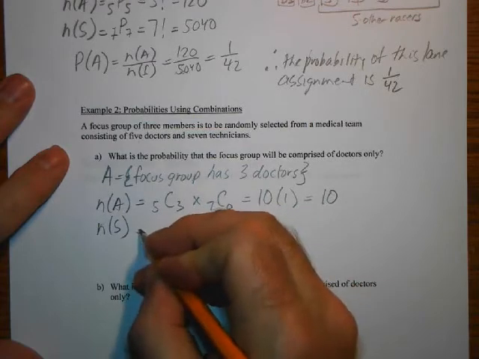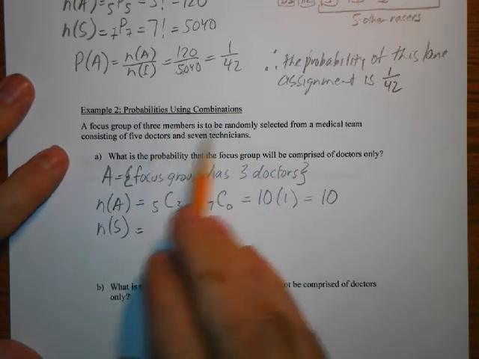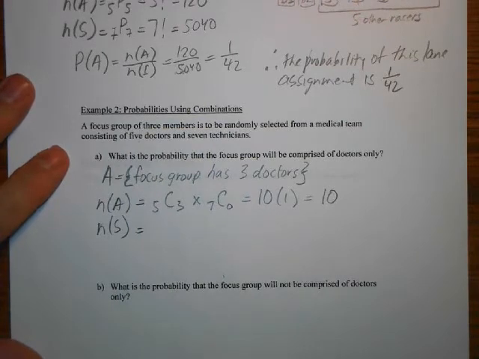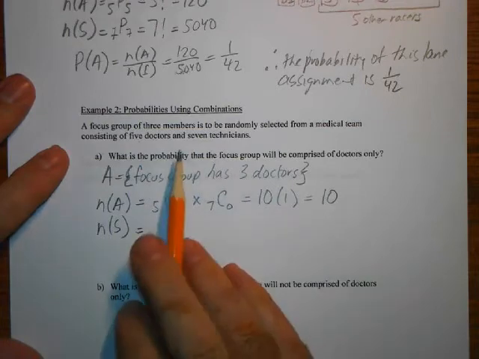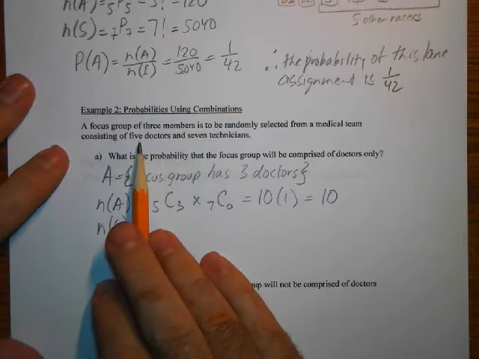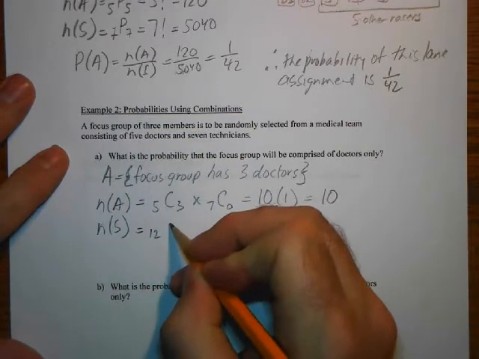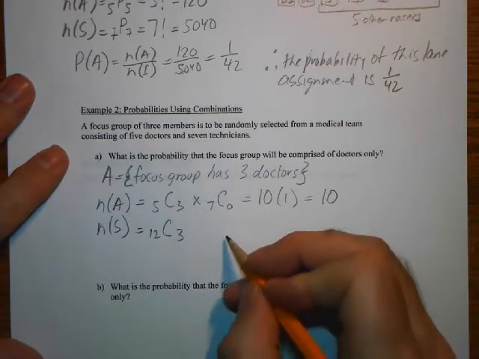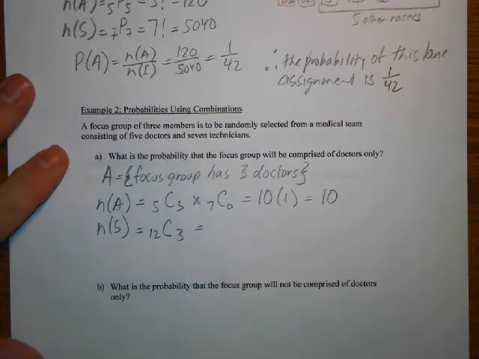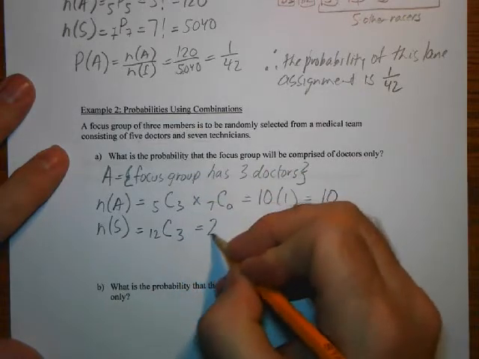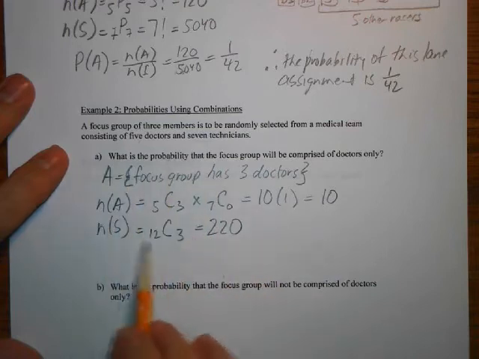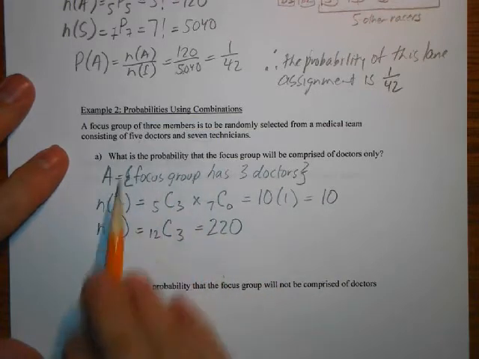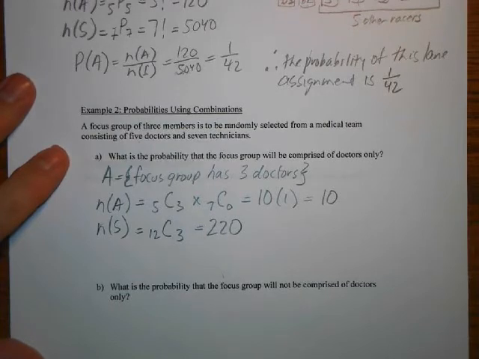So in this case, it doesn't matter whether you're a doctor or technician, you're considered to be equally able to join the group. So how many people do we have to choose from? 5 plus 7, that's 12. So I've got 12 to choose from, and I'm going to pick my focus group of 3. So 12 choose 3, and that's equal to 220. 220 different focus groups from those 12 people.